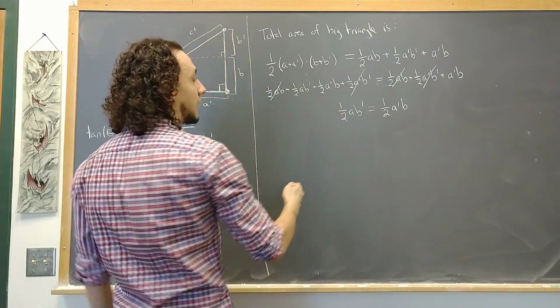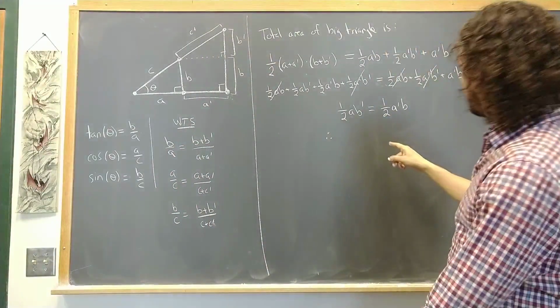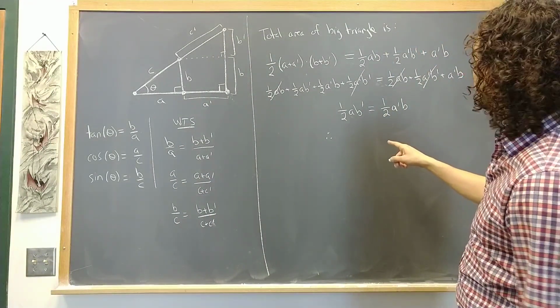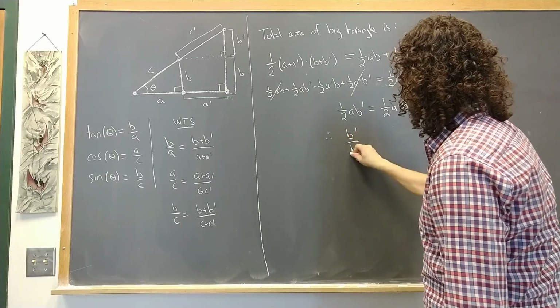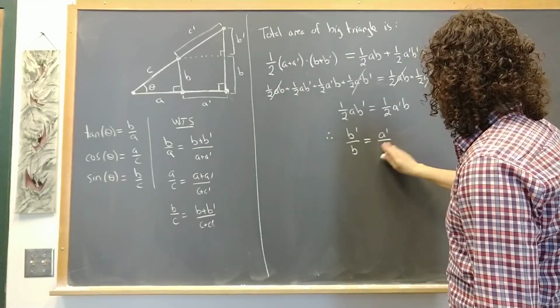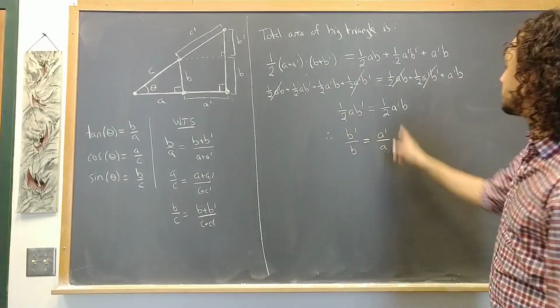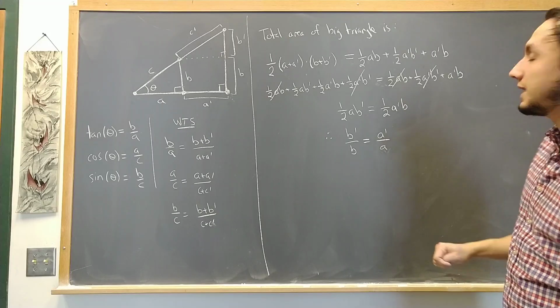And so if I rearrange that, what's the most convenient way for me to rearrange this? I think I want to write it as B prime divided by B equals A prime divided by A. That's just by multiplying both sides by 2 and then dividing both sides by A times B.